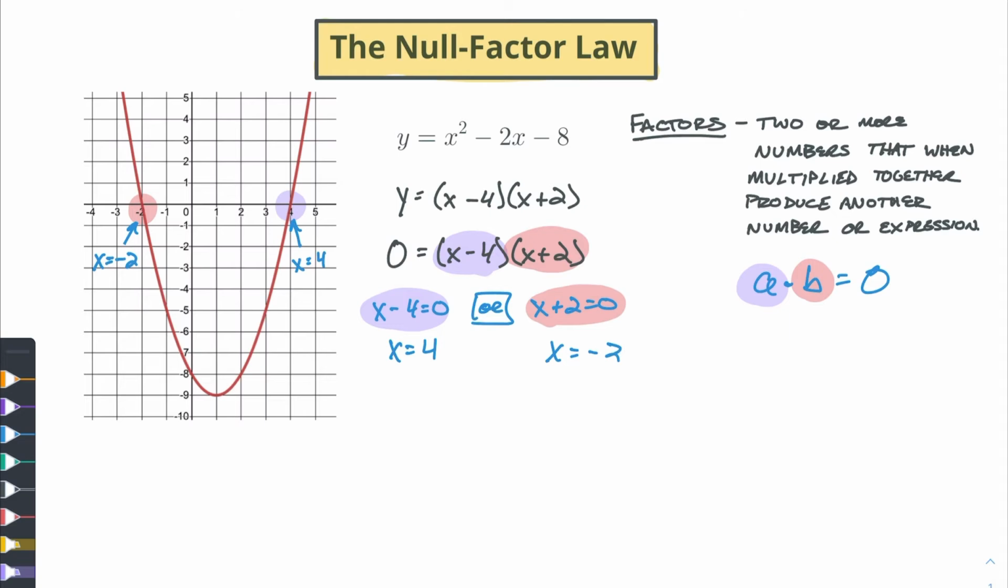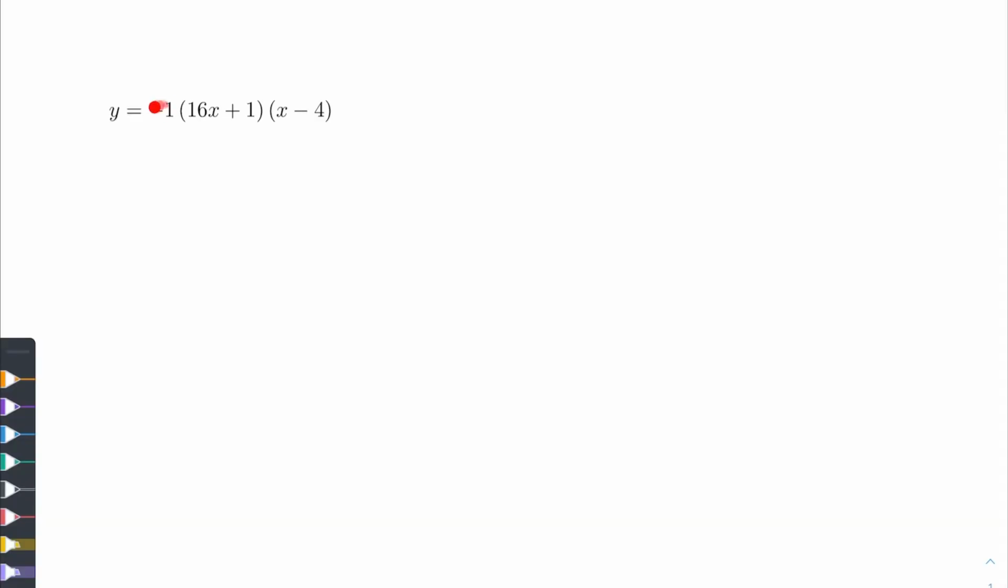So it only works when your equation is equal to 0. Let's look at another one that's just slightly more complicated. Here we've got -1 times 16x plus 1 times x minus 4. Now, wait a minute. Before, just a second ago, you said just two parentheses. This thing's got some number out in front of it. What do we do now?